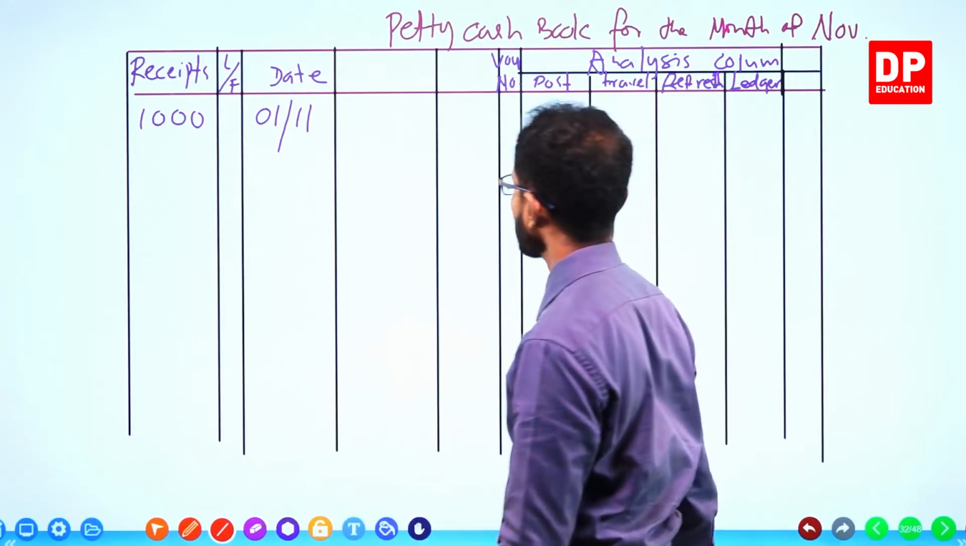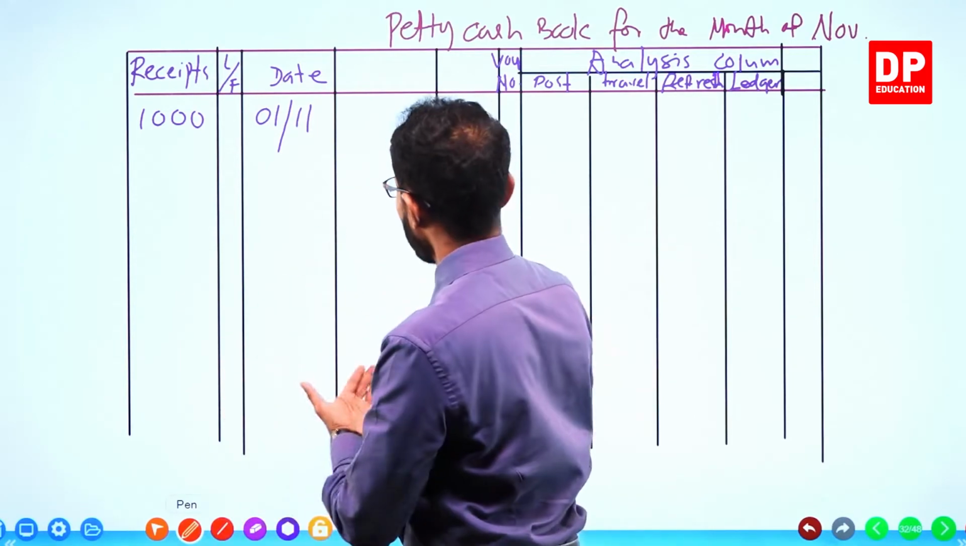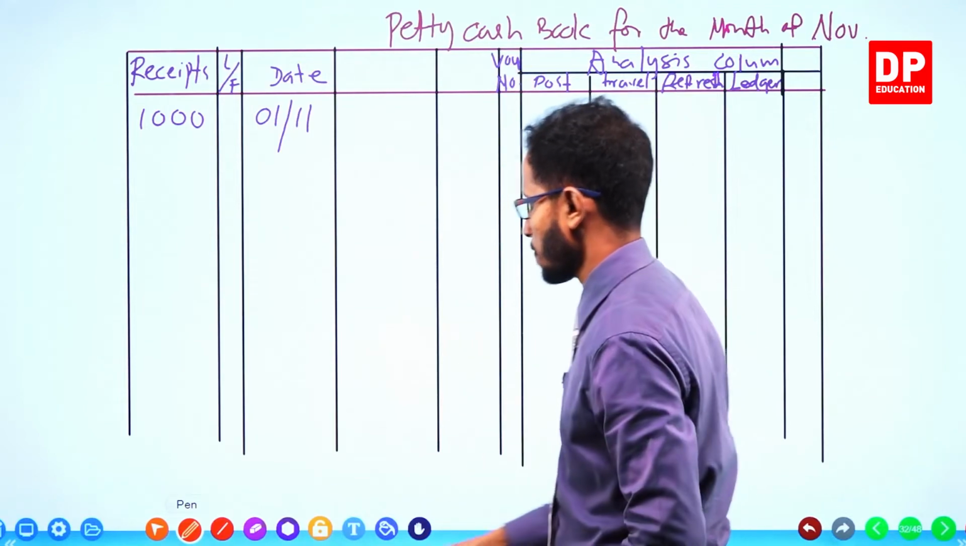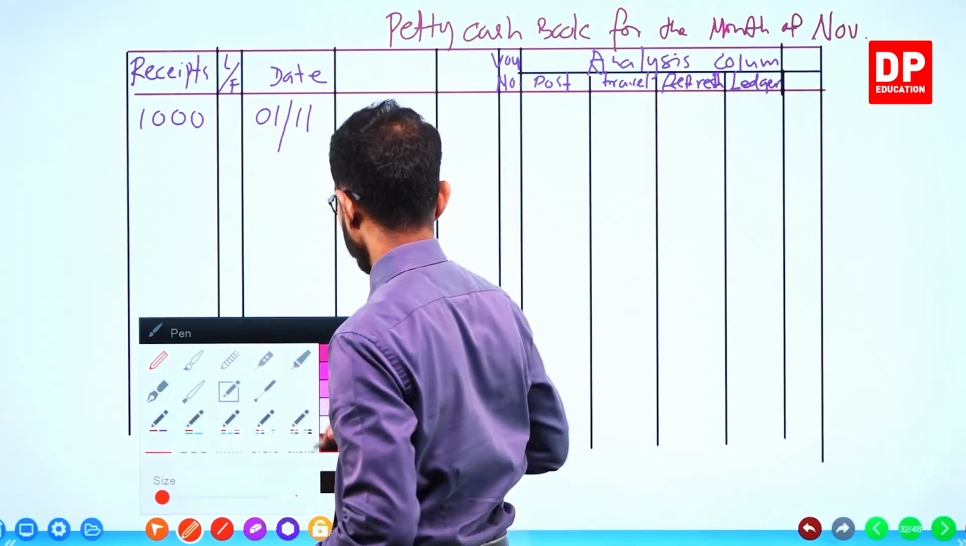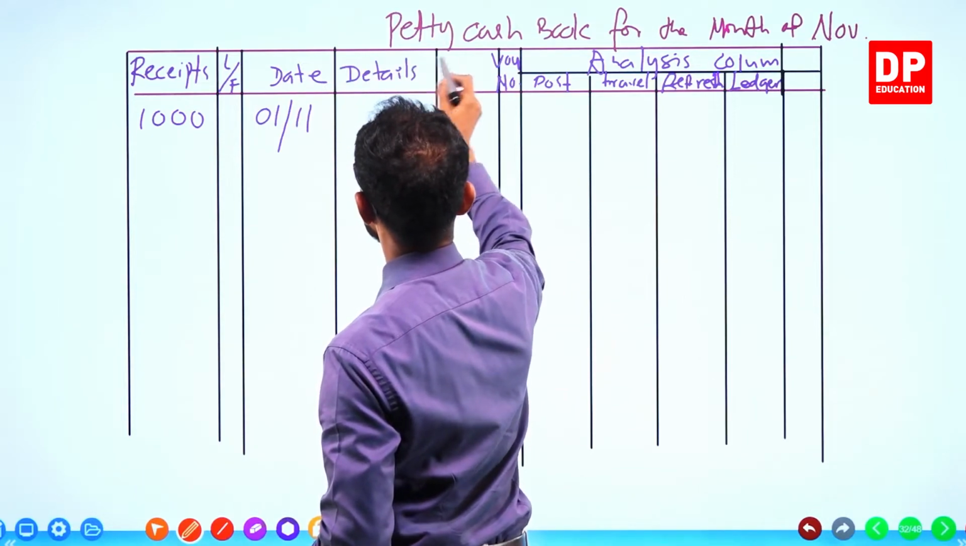Perfect. Now we have a payments column. Next to the details column, there should be a payments column. All the payments should be mentioned in this payments column. All right. Did you forget that? This is the details column. This is the payments column.